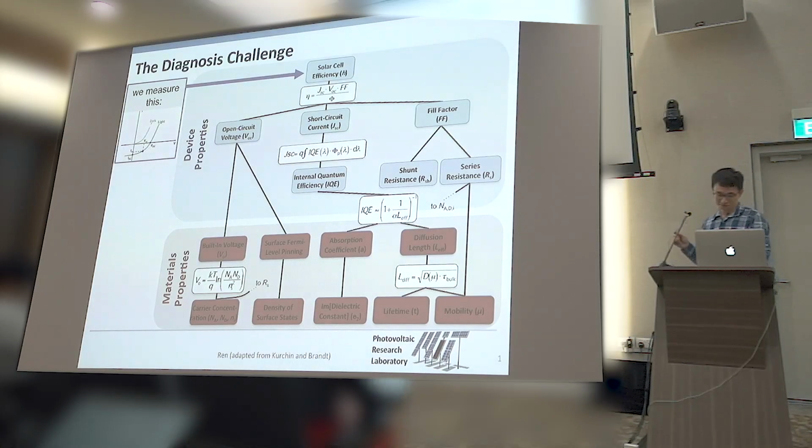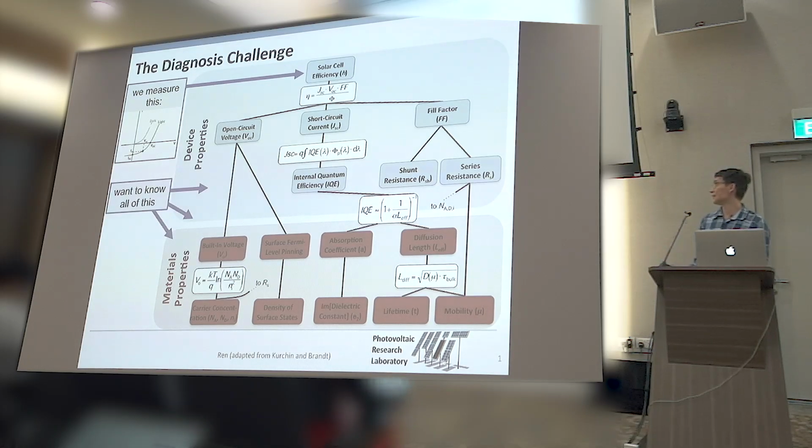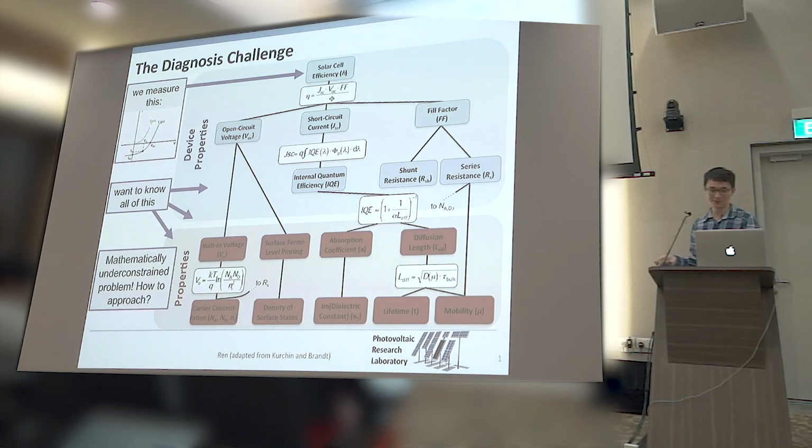We can get the cell efficiency out of this JV curve, but this is not the only thing we care about. As material scientists, we want to know more. If the cell is performing badly, we want to know the root causes. So essentially what we want to know is all these boxes here. But this becomes a mathematically under-constrained problem, because the information you get from this JV curve is limited, and the values in those boxes are not limited to a single value.